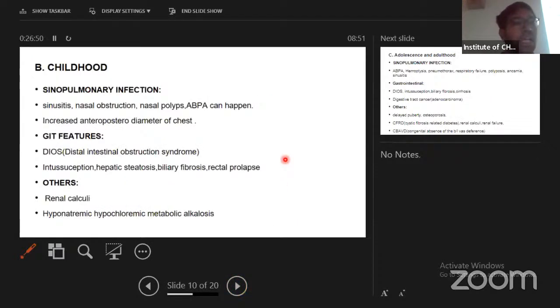In childhood, Pseudomonas pulmonary infection, sinusitis, nasal obstruction, nasal polyp, and ABPA can also happen. We can see an increased anteroposterior diameter of the chest. In the GIT, DIOS, distal intestinal obstruction syndrome, intussusception, hepatic steatosis, biliary fibrosis, and rectal prolapse. In the renal system, we can also see renal calculi and hyponatremic hypochloremic metabolic alkalosis.